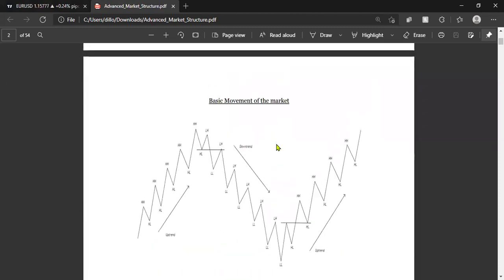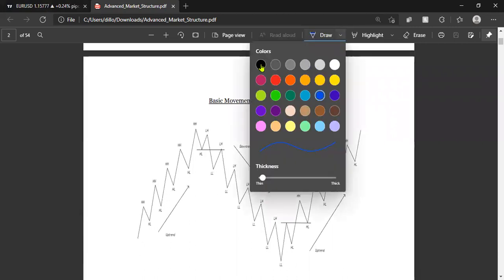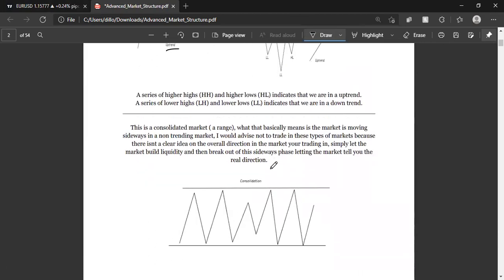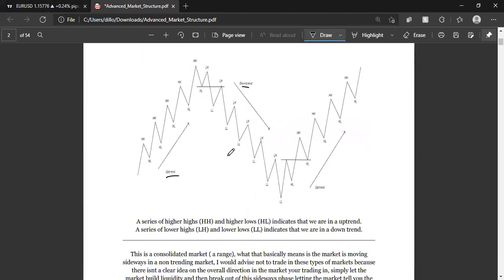So, what is the basic movement of the market, right? When we think of the market, we think of an uptrend, a downtrend, and sideways movement, right? But what consists of an uptrend? You see right here, a series of higher highs and higher lows. Higher high, higher low, higher high, higher low, and so on. That makes an uptrend. And what makes a downtrend is a series of lower highs and lower lows, lower high, lower low, right?